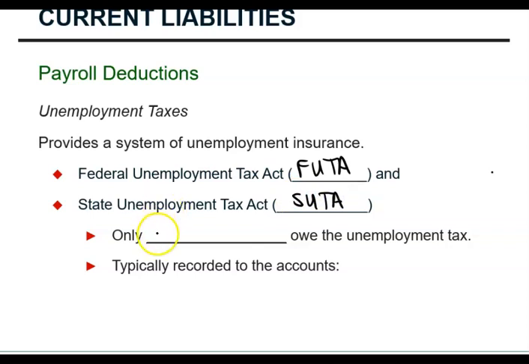And again, only the employer, only the company that is making the payroll owes the unemployment tax. The employee does not have to pay that. And it's typically recorded in the accounts FUTA taxes payable and SUTA taxes payable.